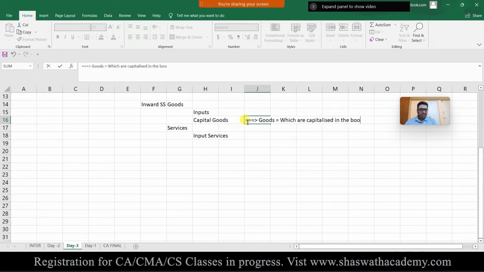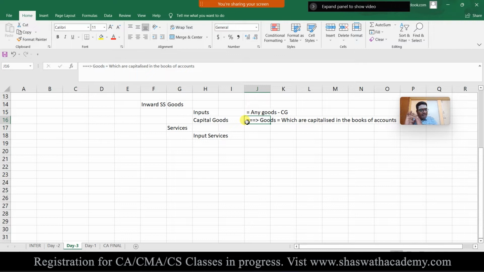Which are capitalized in the books of accounts of the person, basically a registered person. And what is meant by inputs? Again, my dear, input means any goods other than capital goods. So goods minus capital goods, that's what is called inputs.